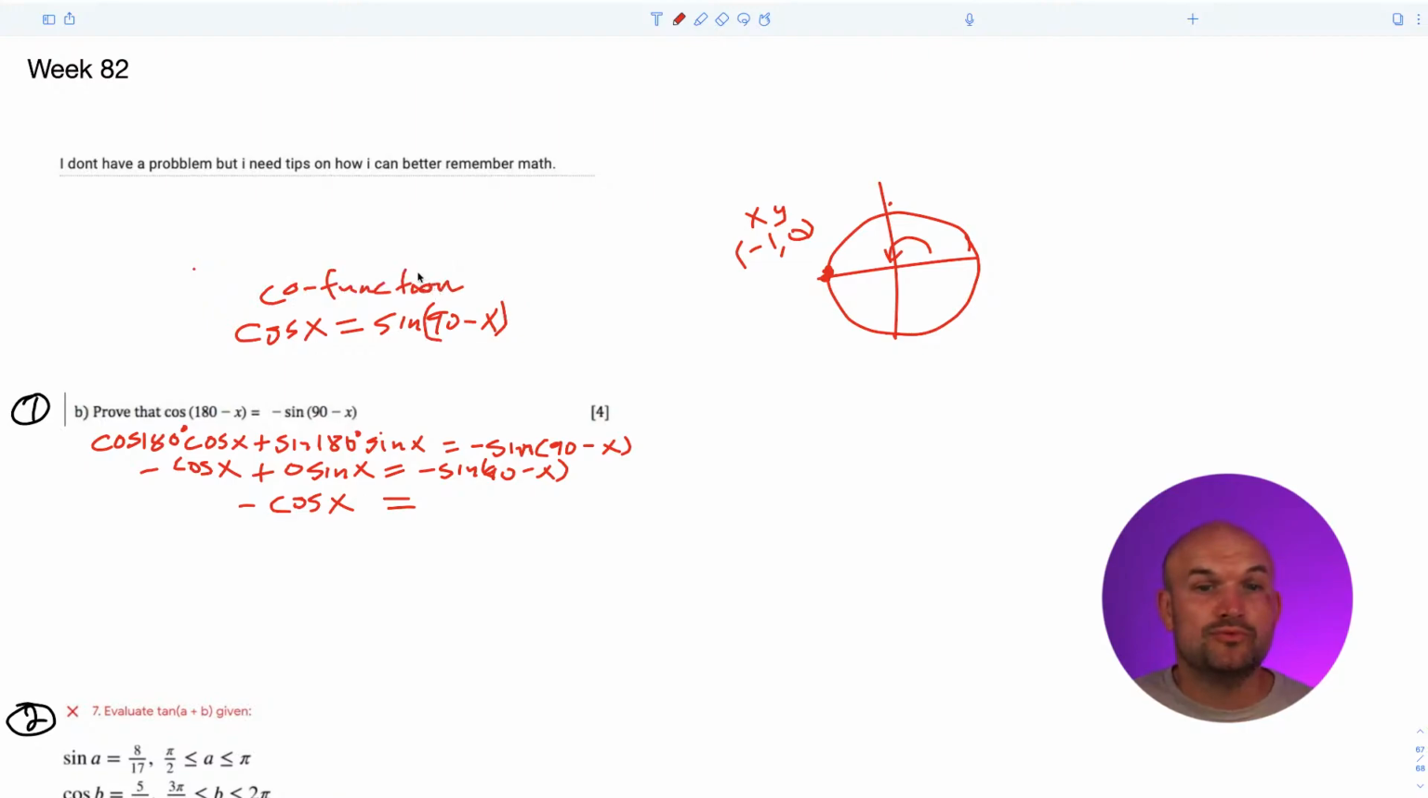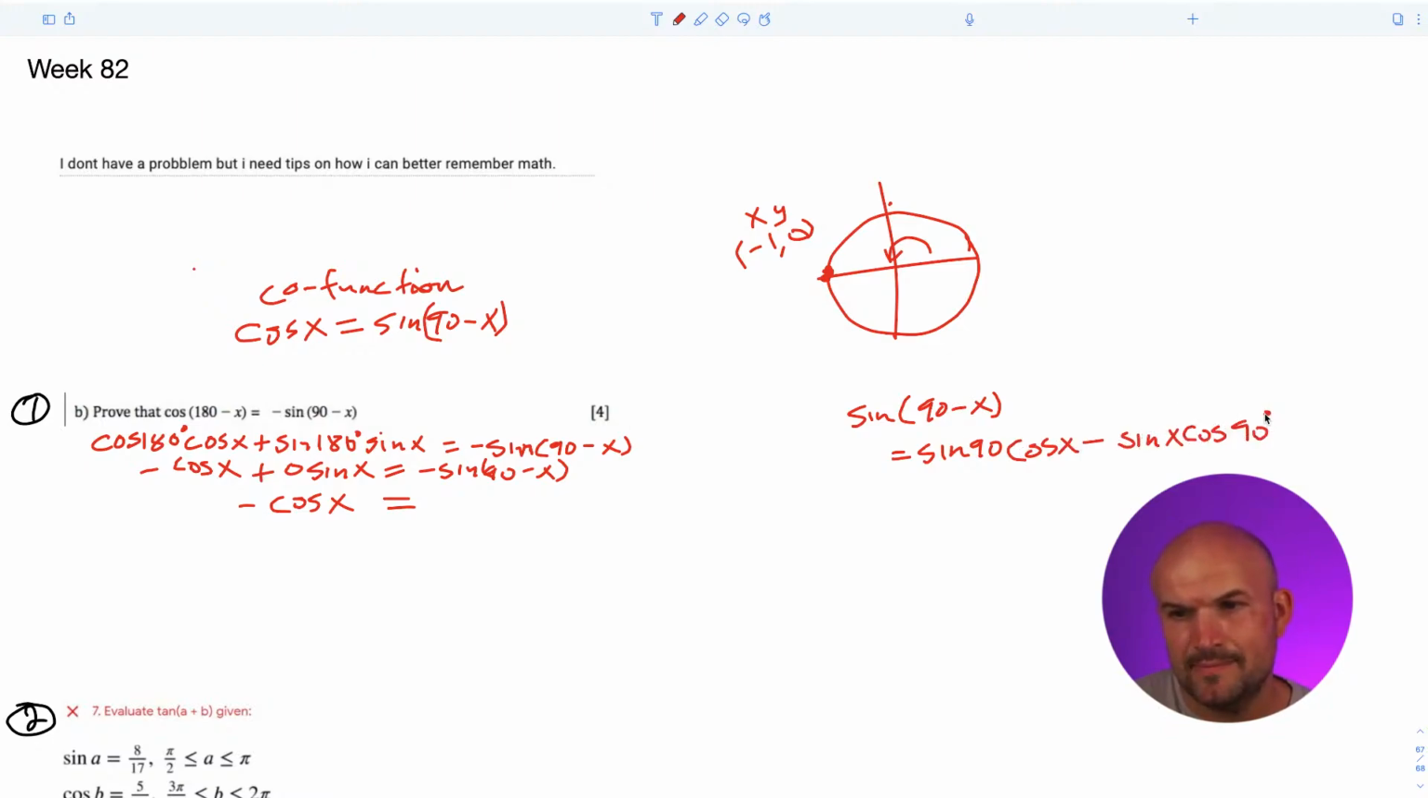Now, if you want to prove that it is the cofunction identity, again, you just use the sum and difference formula again. What you do in this case, though, is you could say sine of 90 minus x using the sum and difference formula. That's going to be a, let's see, sine of 90 cosine of x minus the sine of x cosine of 90. Okay, so now let's go and see what this is.